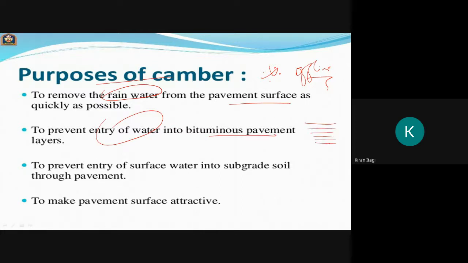So we have n number of layers: subgrade, subbase, base course, binder course, or wearing course. If the water enters the lower layers, there will be damage to the layers, and we see sagging of the roads, because the rainwater has penetrated into the sublayers. So, to prevent the water from reaching the subgrade soils and to make the pavement last, these are the purposes of providing the camber.